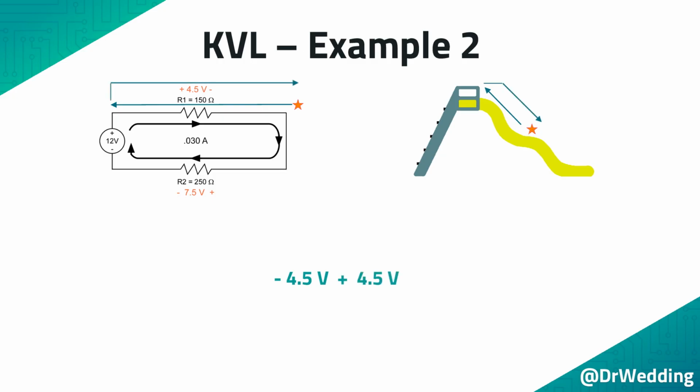If we then turn around, we will encounter the same 4.5 volts. This time we hit the plus sign first. So this is recorded as plus 4.5 volts. This is like turning around at the top of the slide and coming back down. We are back to where we started from. So if we add up these voltages, we will get a net change of 0. You can see on the slide that if you start and stop at the same point, the net change in height is 0.